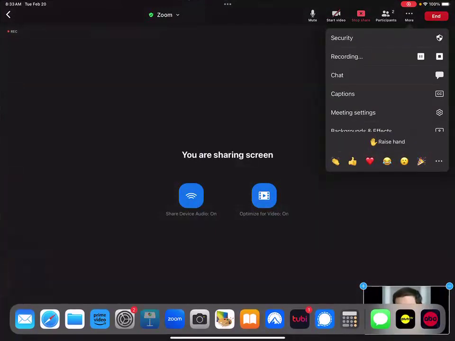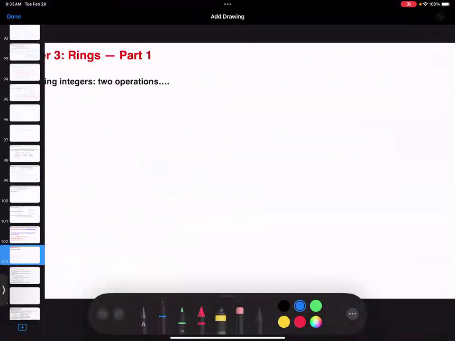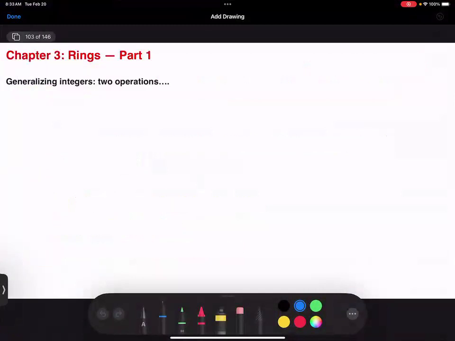Excellent. Okay. So what we're going to do today is we're going to start the next major topic of the course. We're going to start looking at rings. And so the idea is to generalize things we know. And if you think about it, what do we know best? We know numbers. Which numbers? The integers. And so we start off with the integers.